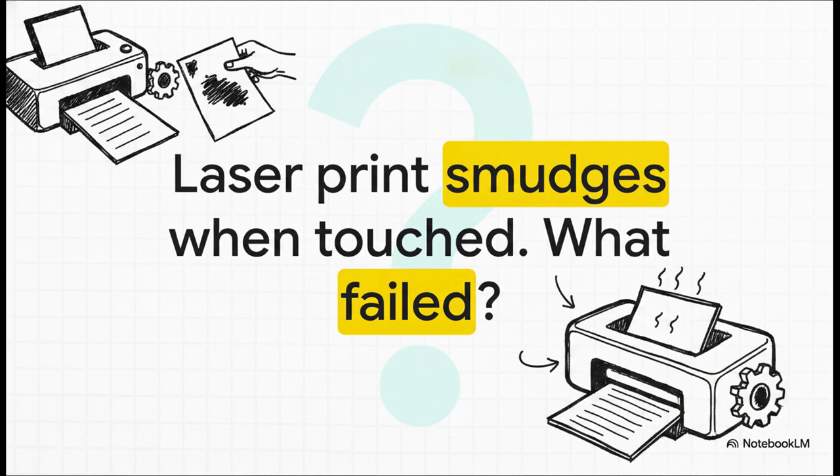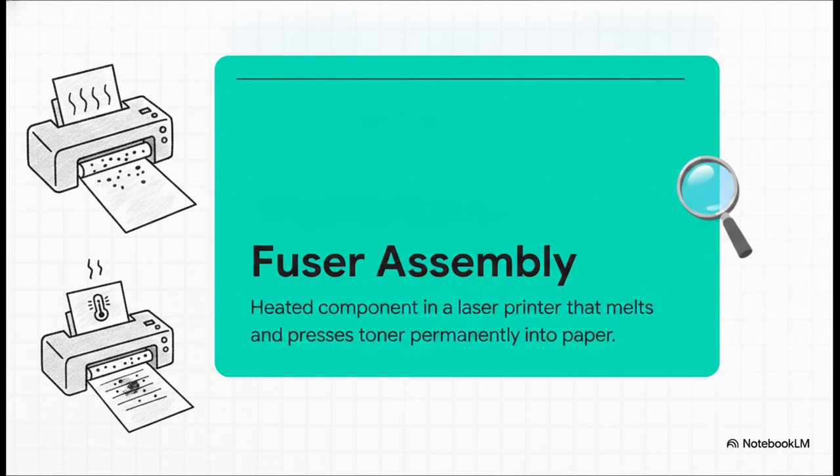So here's a highly specific scenario for laser printers. A user prints a critical document. It comes out of the printer looking great, but when they grab it, the text easily smudges right off the paper and onto their hands. You've already swapped the toner, but it's still happening. What exact component has failed? Their failed component is the fuser assembly.